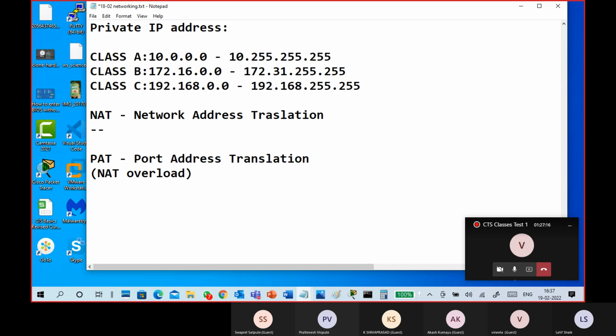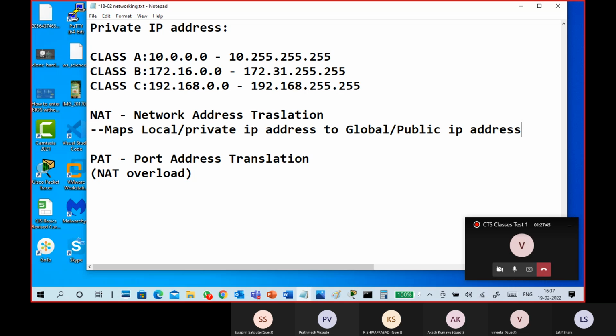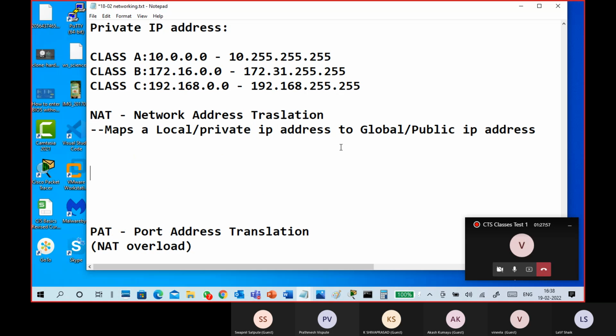What is network address translation? Actually, it maps your local or private address to a public, global, or outside public IP address. Okay, so it translates that kind of stuff. One local private IP to one public IP address. It is NAT.